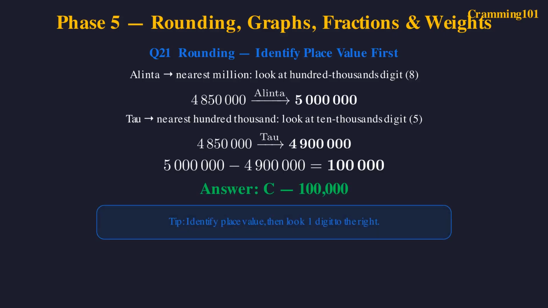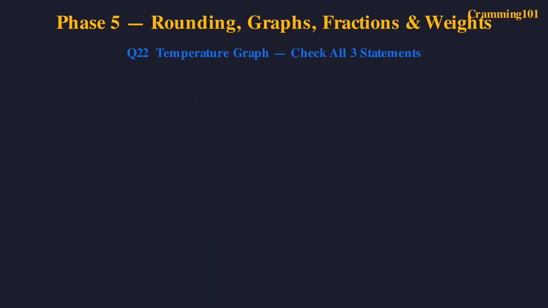Question 22. Temperature graph. This question gives a temperature graph over 9 hours. We need to check each statement carefully. Statement 1, the temperature was 10 degrees at 4 different times. Looking across the graph at 10 degrees, the line reaches or crosses 10 degrees at about hour 1, hour 3, hour 6, and around hour 7.5. That is 4 times. Statement 1 is true.